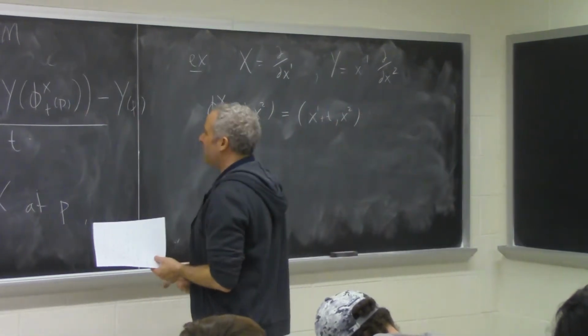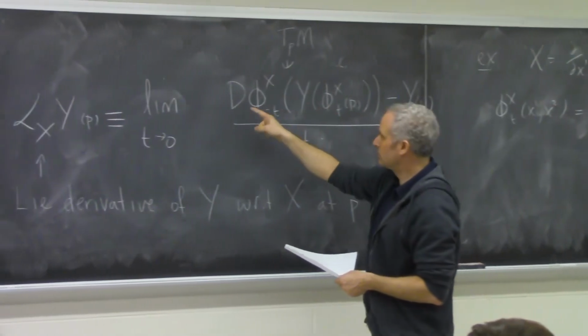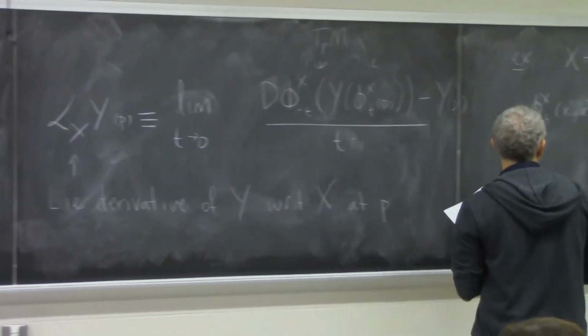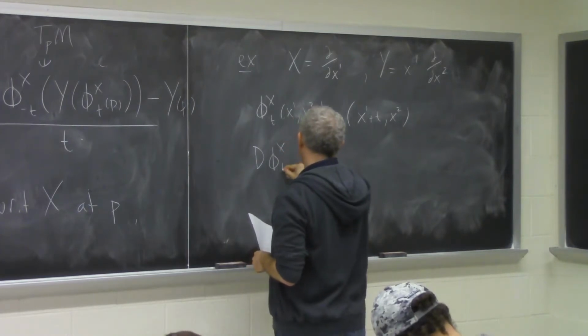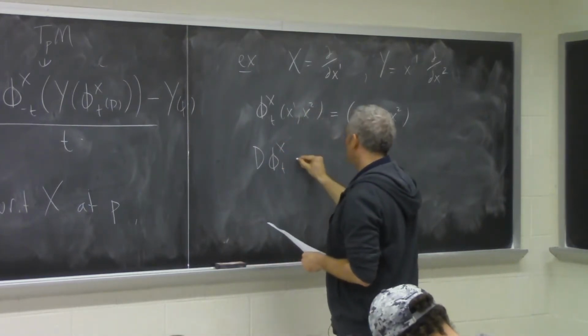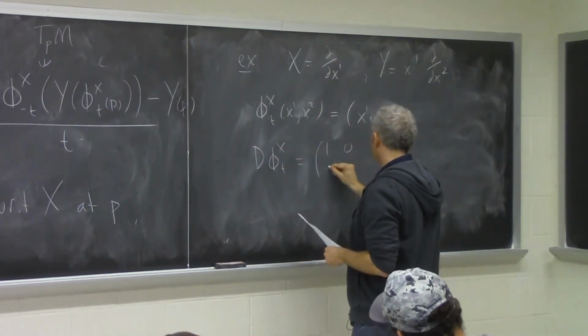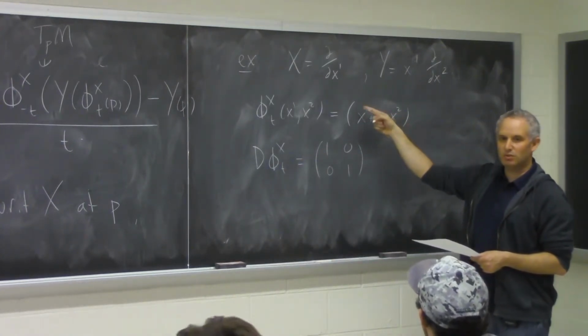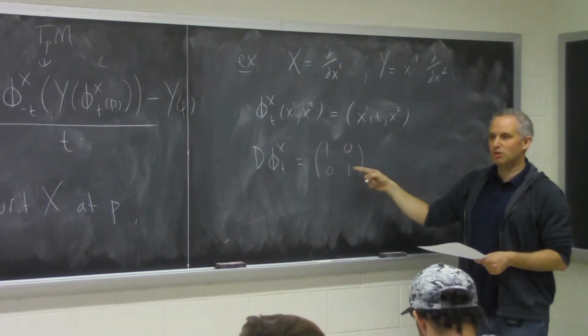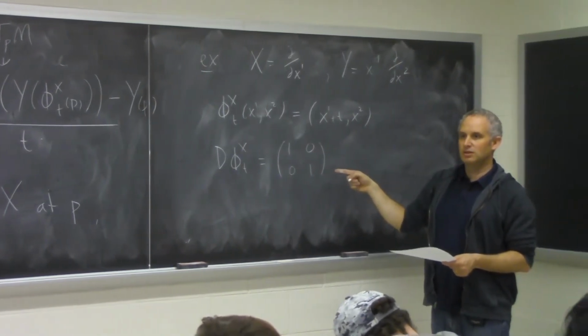And so now we need the derivative here. That's also easy. So d by dx. Well, it doesn't matter. You're taking derivatives with respect to the x's here. So you get 1, 0, and 0, 1 for all t. Okay?